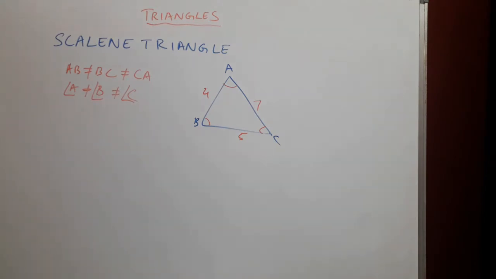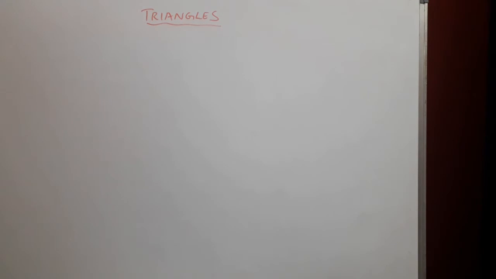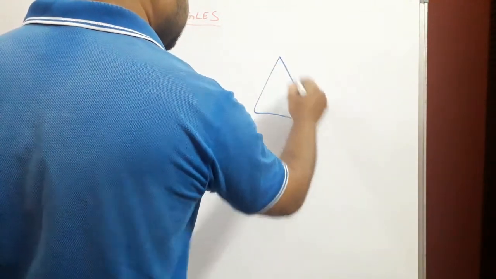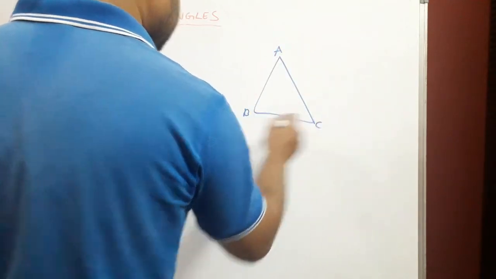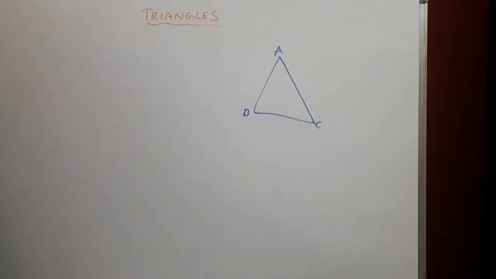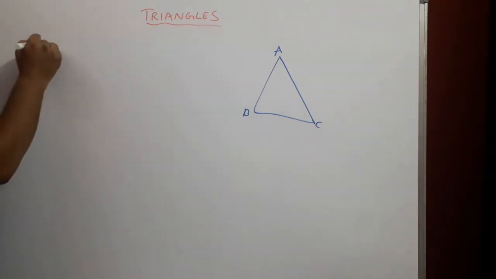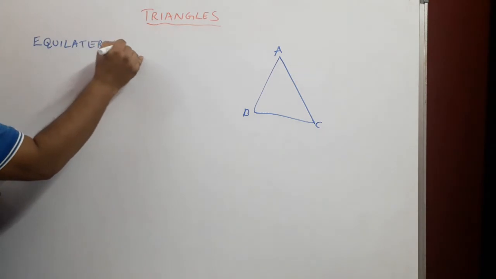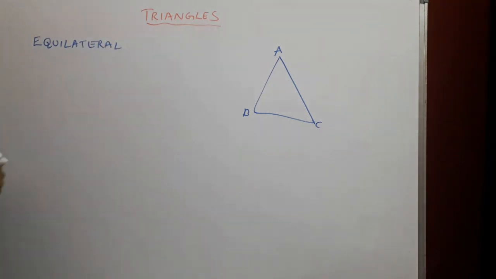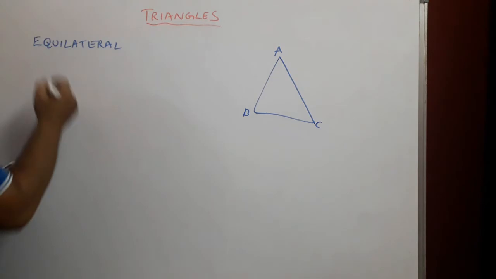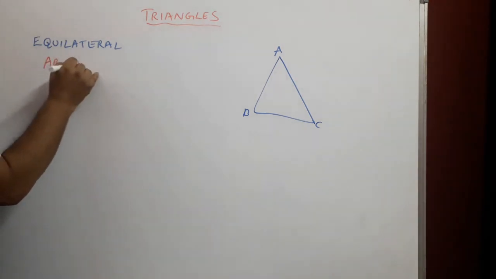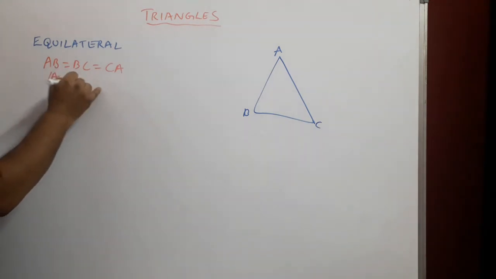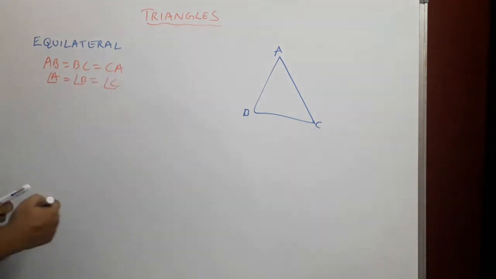So once again, we'll just summarize what we have learnt. If we take a triangle ABC, then for an equilateral triangle, we will have AB equal to BC equal to CA and angle A equal to angle B equal to angle C.